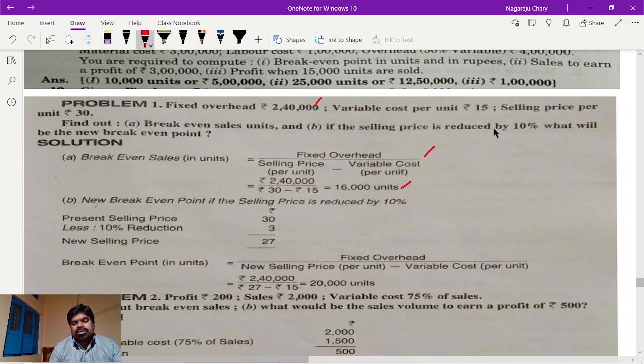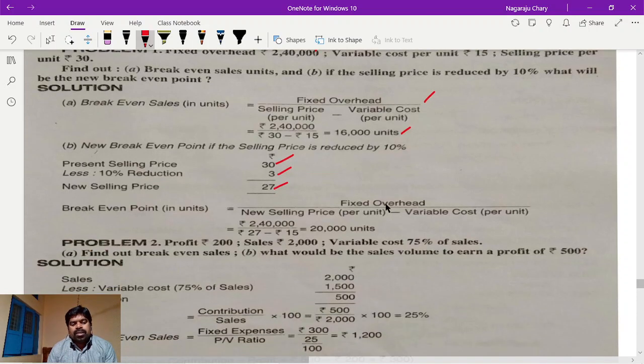If the selling price is reduced by 10%, what will be the new break-even point? Here you see, the selling price is to be reduced by 10%. So the present selling price is 30 rupees, isn't it? In that, 10% is to be reduced. That is 3 rupees. Then ultimately, the new selling price is 27.